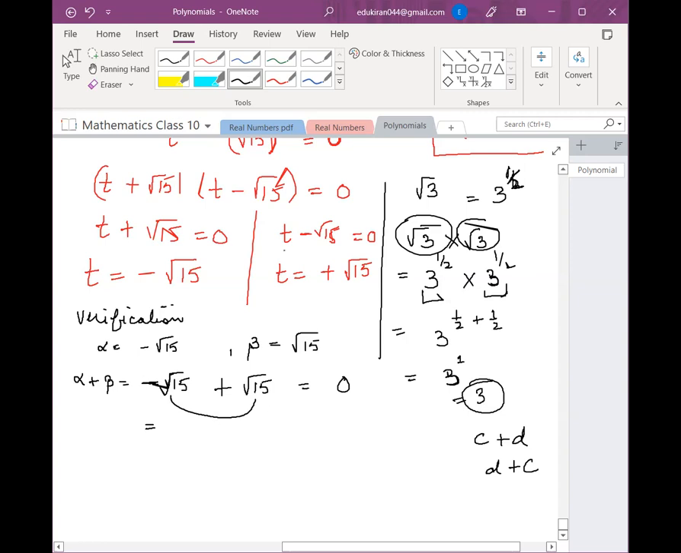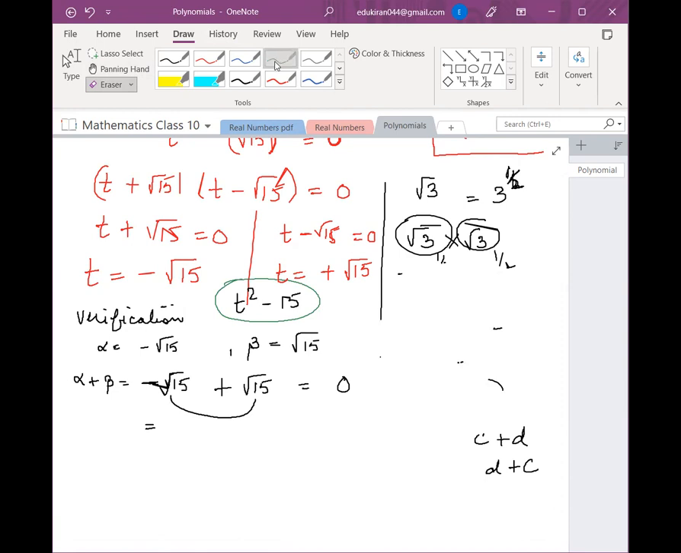So is this equal to minus b upon a? Yes, because this was your polynomial t square minus 15, right? So obviously it is a quadratic polynomial. It does not have a t term. It only has the t square term. Because there is no t term, the coefficient b is 0.